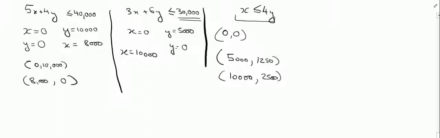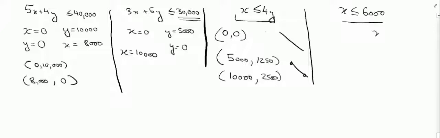Point to note is that to make a straight line you need 2 points. You join them and you make a straight line. So you can have any point you want. And after that I have x is less than or equal to 6,000, and any line of this form, x equal to c, is a straight line parallel to the y-axis.